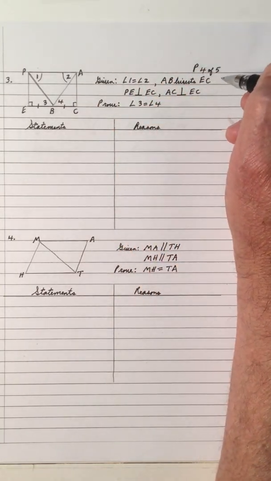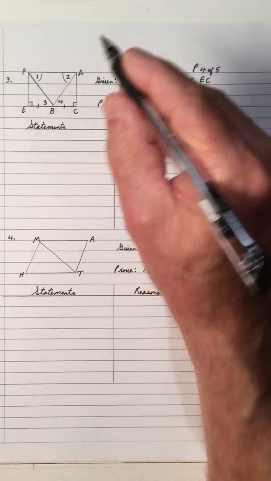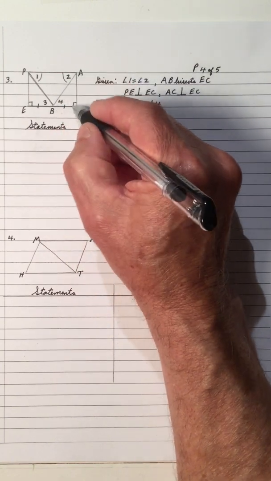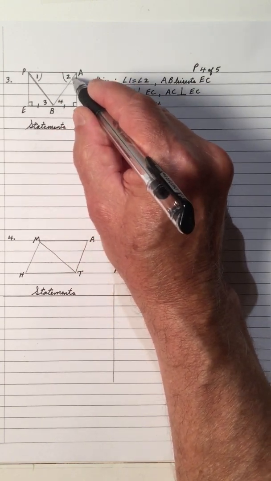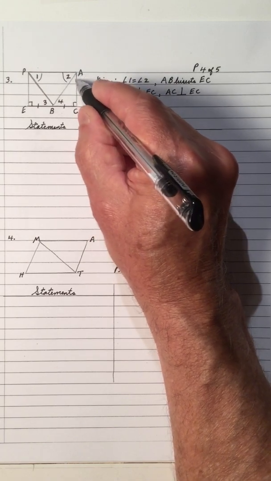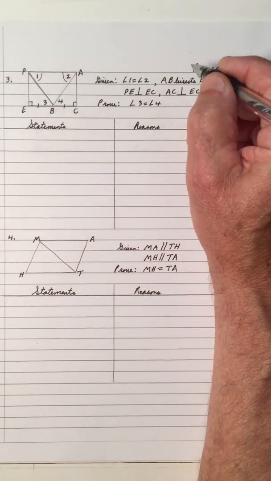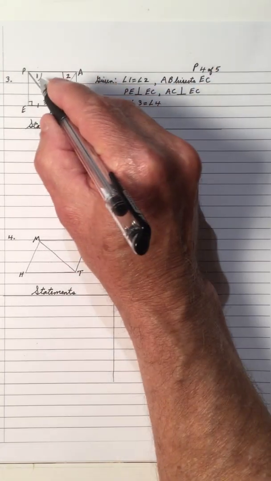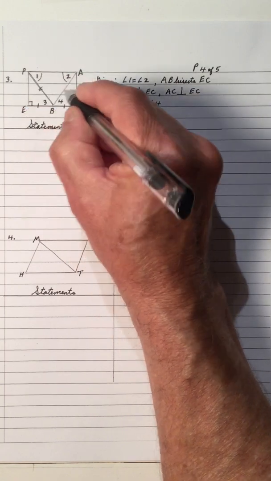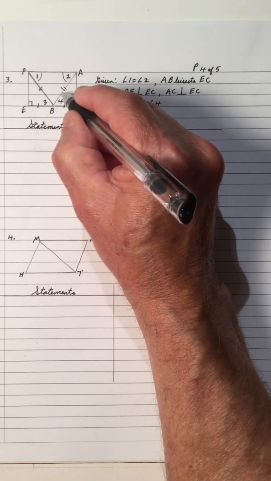But I don't have parallel lines, so I have to work with 3 and 4 in PEB and ACB. So it looks like I'm going to have to get these two triangles, ACB and PEB, congruent. So if 1 equals 2, that means PB equals AB, converse of the ITT.